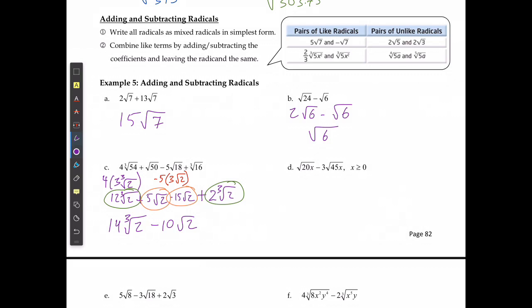For example D, when it adds a variable, it doesn't really change anything. The variable isn't squared or anything, which means it's going to stay inside the radical. I'm just going to simplify these as much as I can. So for the first one, I'm going to say that's going to be 2 root 5x. For the second one, I have minus 3, and then this is going to simplify to 3 root 5x. So I have 2 root 5x minus 9 root 5x, or negative 7 root 5x.